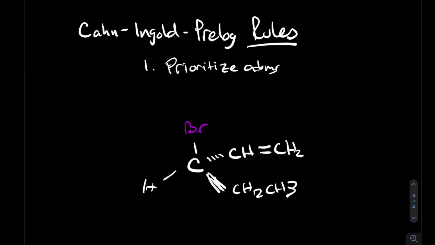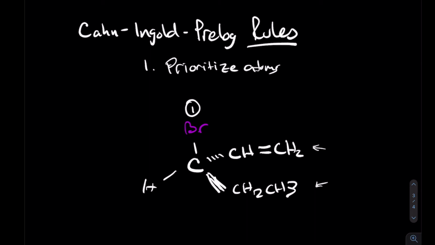And now we need to prioritize them, right? And the prioritization is basically just looking at the heaviest atom and going from there, right? So the biggest atom is bromine, so the bromine is going to have the first priority. And then you look down here, and what you see is you have an ethene, and then down here you have an ethane. And the question is, how do you now prioritize something like that?